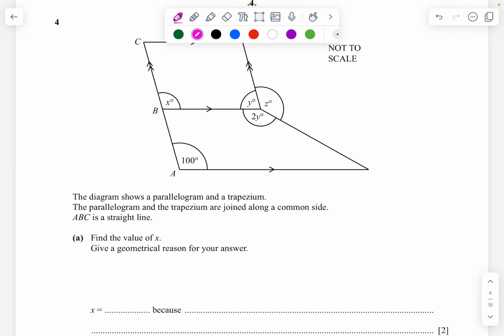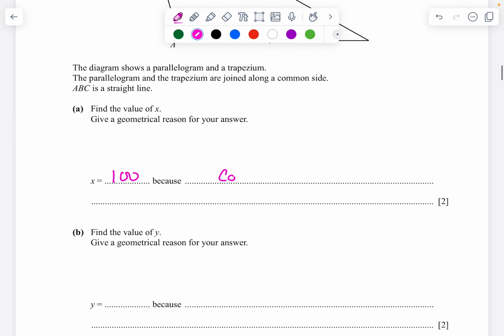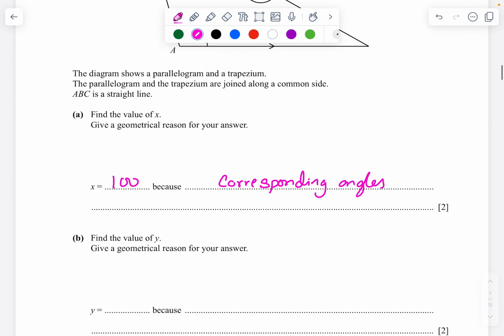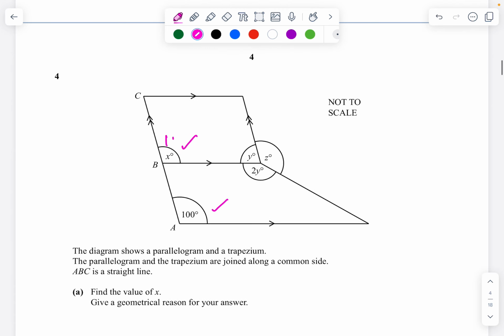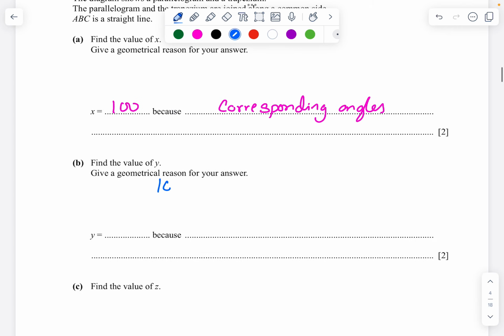Find the value of x. So we know that these two are corresponding angles. Corresponding angles are equal. So the reason is going to be corresponding angles. Find the value of y. Now, this one was 100. We know that the sum of adjacent angles should be equal to 180. So 100 plus y equals 180. So y equals 80.